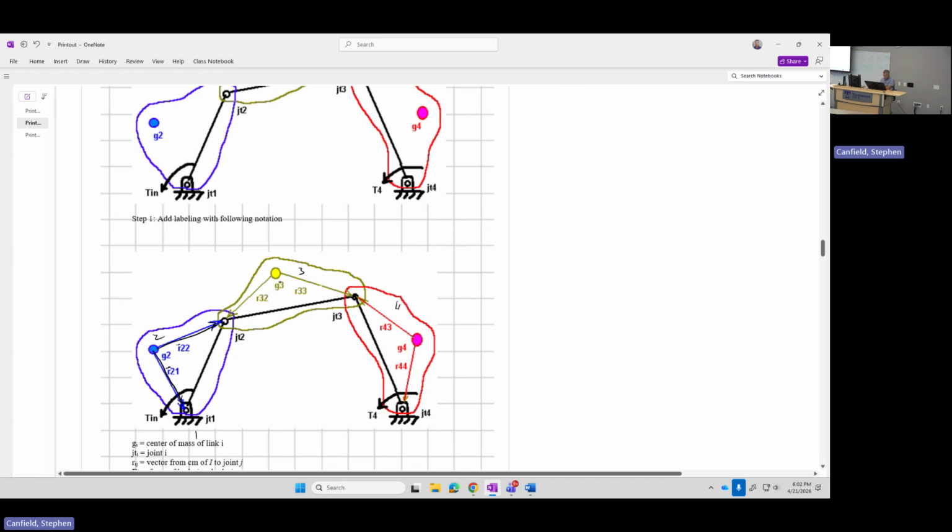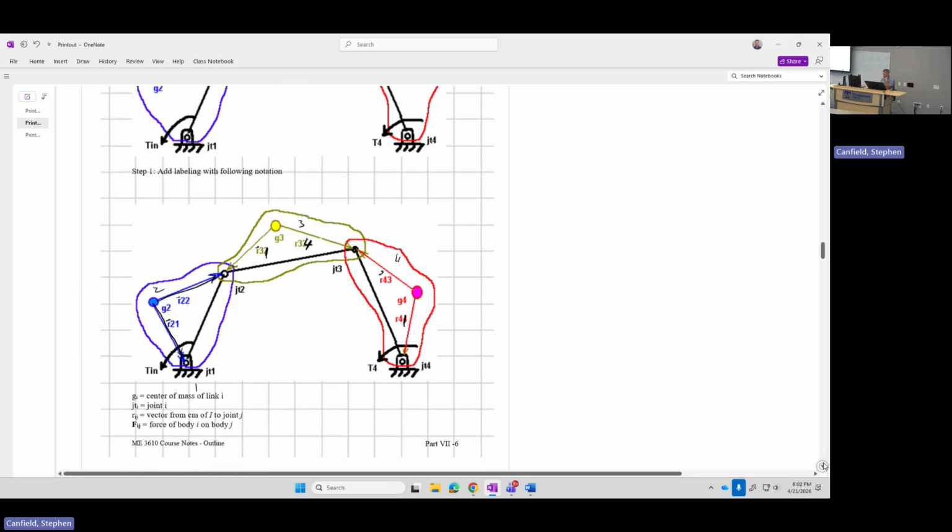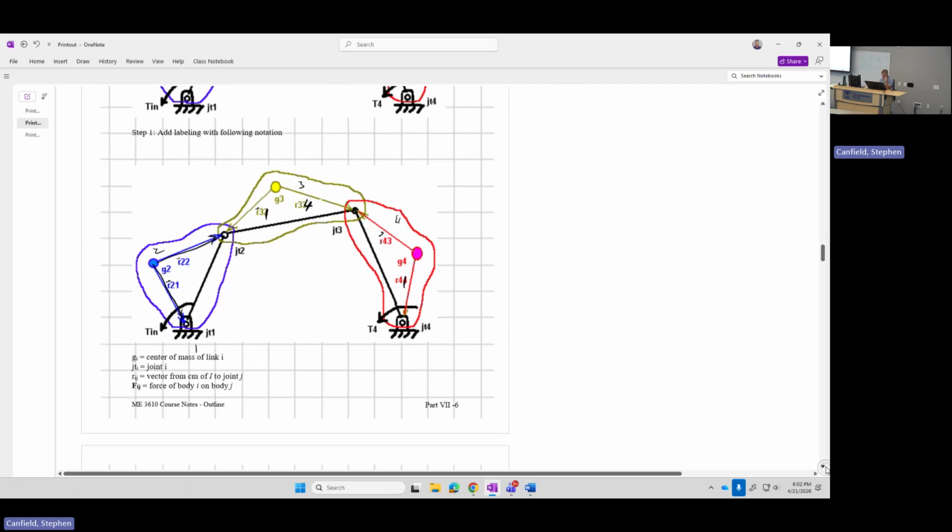Up here, notice I've got R32. That's the vector from the center of mass of 3 to body 2. I guess actually, let's call that R32, and then this would be R from the center of mass of 3 out to body 4. So I might change that. And this would be the R from the center of mass of 4 to body 3. And this would be R from the center of mass of 4 to body 1. That's kind of a nice way to do it. So I've got those guys. And then let's see what I'm going to have on the next page.